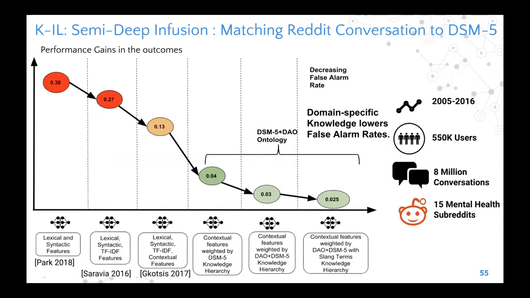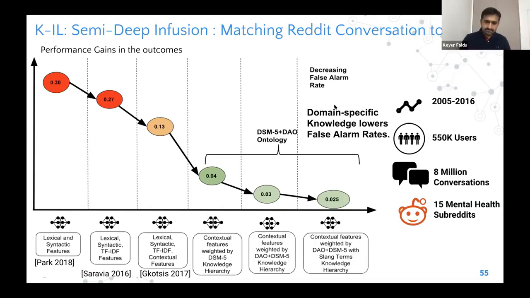So here the graph shows a whole variety of choices you have. On the left-hand side, you start with lexical and statistical features, and you can see the performance is still not good at all, with a 30% error rate. Then you have lexical TF-IDF features, nothing so much. Then you have contextual features, and now you get significant improvement. Another huge improvement comes when you put in the DSM-5 knowledge hierarchy, and now you get 0.04. Further, you have DSM-5 plus additional knowledge of the drug abuse ontology, and then you incorporate slang terms and other things. As you incorporate more and more knowledge, you see the improvement in performance that we were talking about, the quality of results. But it also comes with explainability. Okay, next.